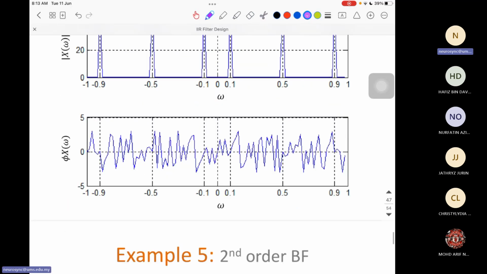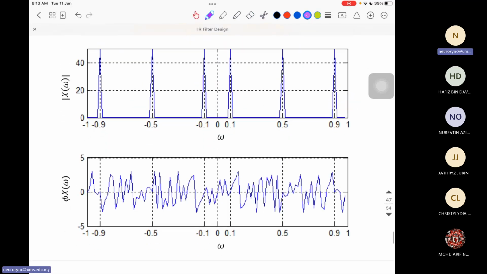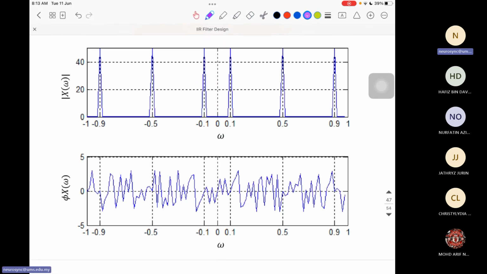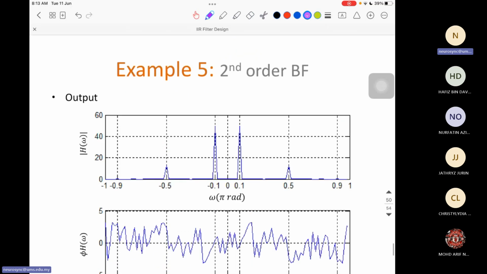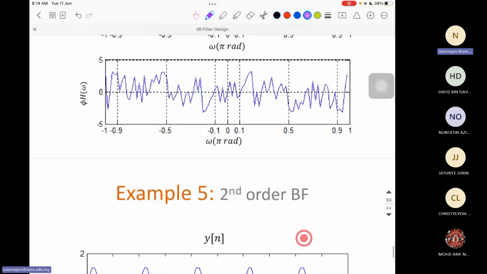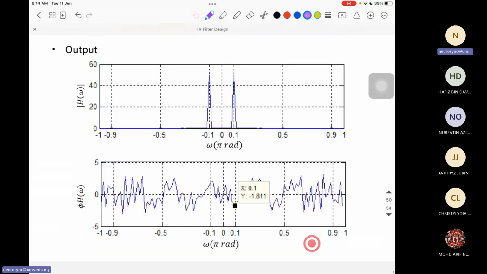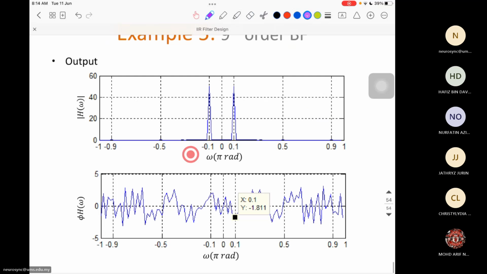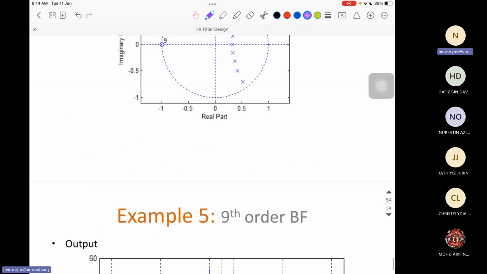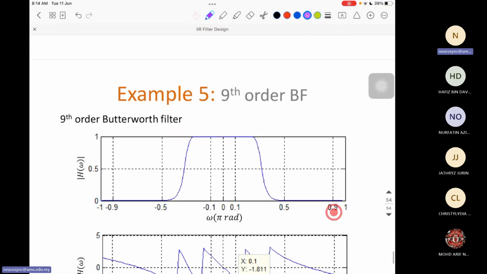If you see the magnitude spectrum of H of omega here, at 0.9 and 0.5 you will see the magnitude. With the second order filter you can observe it is reduced. The magnitudes are reduced at these frequencies 0.9, 0.5. And with the ninth order filter, you can see these are totally suppressed.